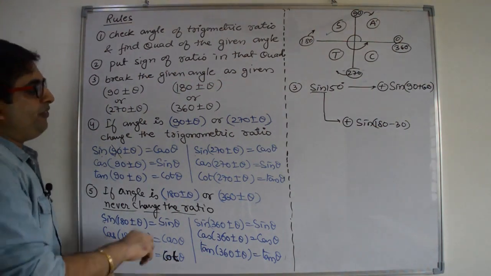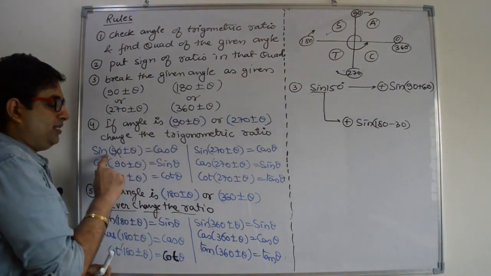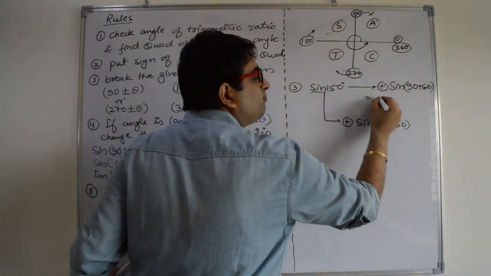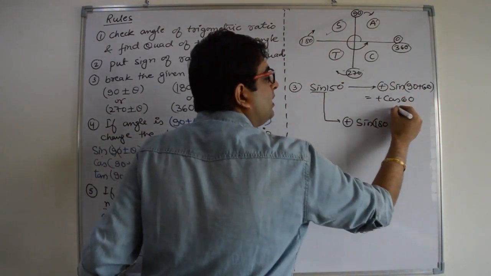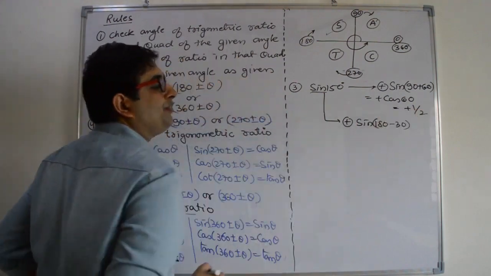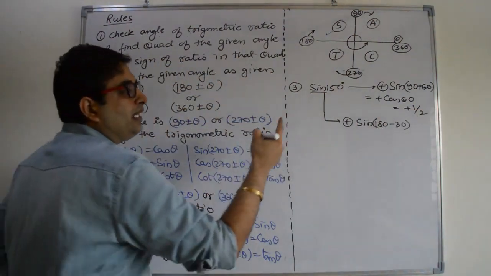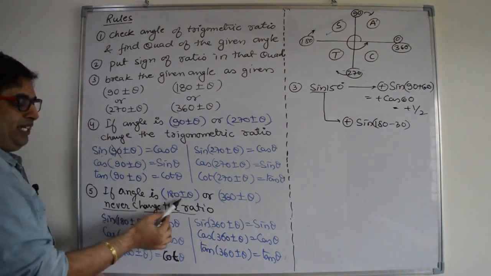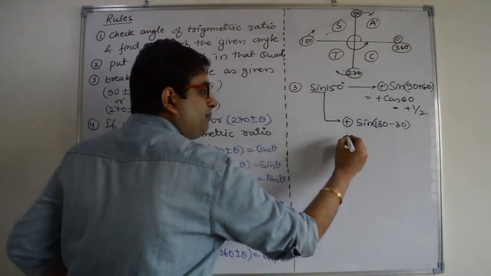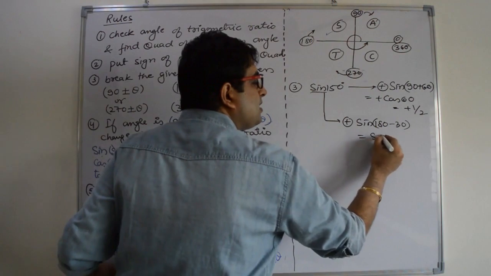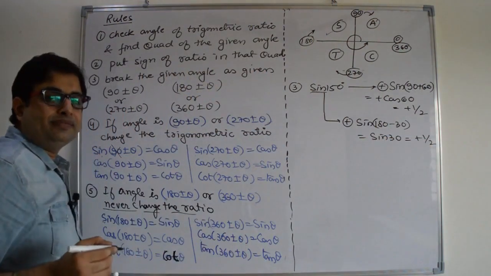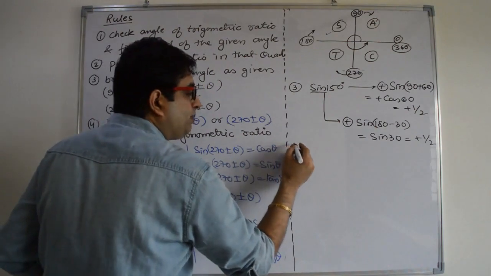Both are equal to 150. Now if we have 90 plus minus, then trigonometric quantity will change. So it becomes plus cos 60, that is plus half. Right? Let us see the second. For 180 plus minus, quantity will remain same. So it is sine 30, again plus half. Got it? Let us take one more example.